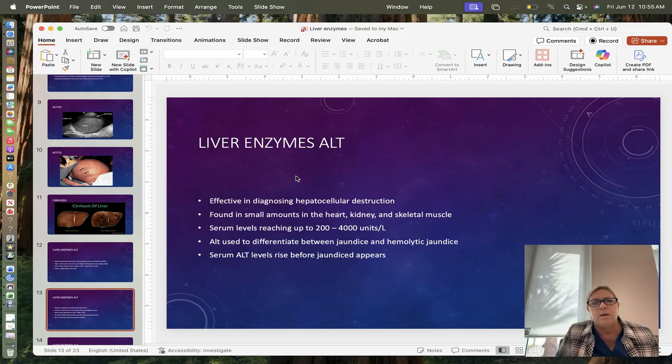Okay. When we look at the effectiveness in diagnosing hepatocellular destruction, it is found in small amounts in the heart, the kidney, and skeletal muscle, and serum levels can reach up to 200 to 4,000 units per liter. ALT is used to differentiate between hepatic jaundice and hemolytic jaundice. And what is hemolytic jaundice? True hepatic jaundice means the liver is the problem if the ALT is elevated.